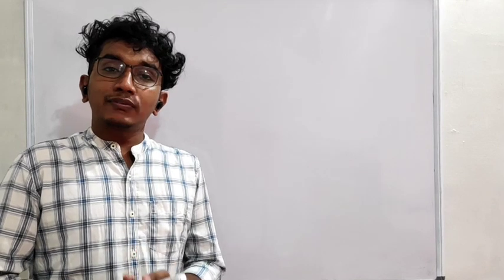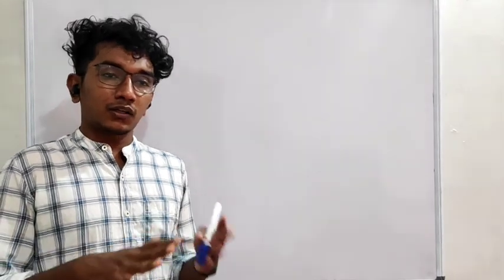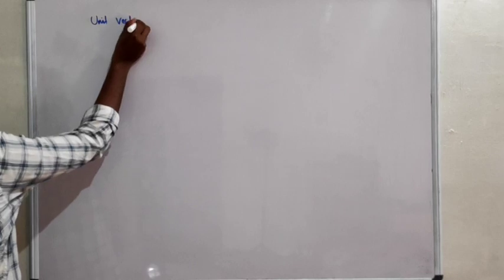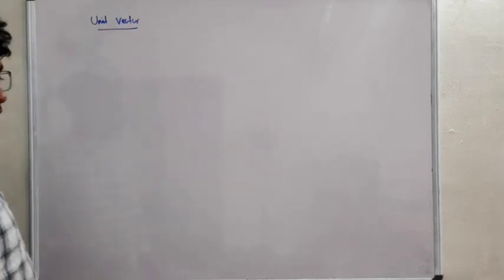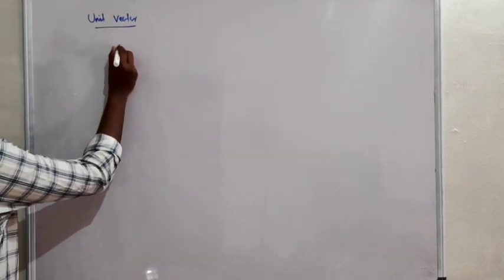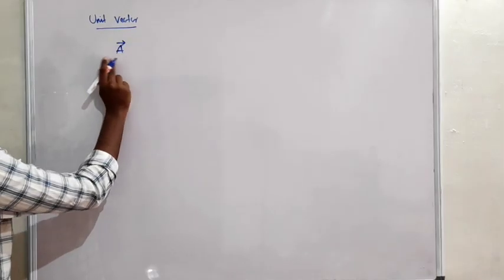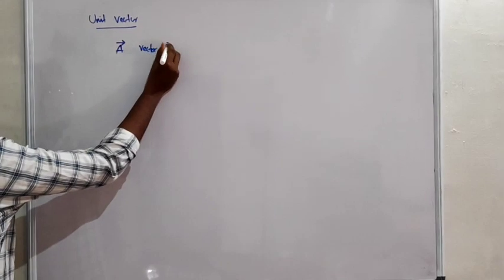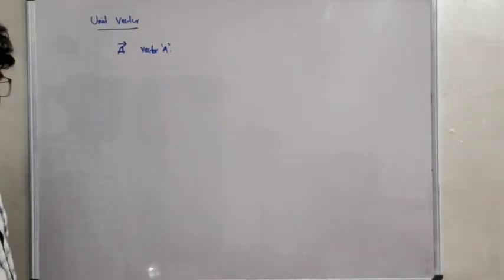So, as we have discussed what vectors are and the types of vectors, everything we have discussed. One thing we missed, that is unit vector. Before going to discuss unit vector, I would like to ask you some questions. How do we represent a vector? This is how we represent a vector. This is vector A.